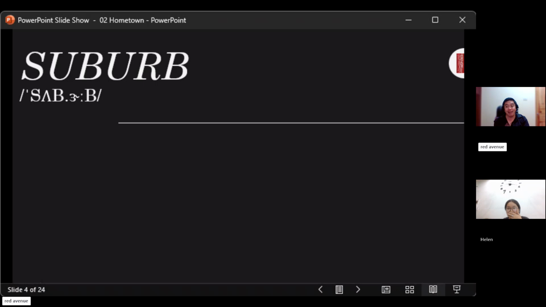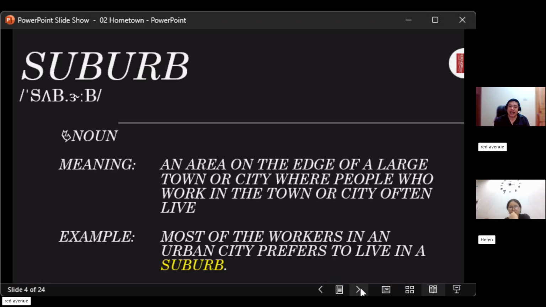How about this word? I can give you the copy. Suburb is like a neighbor. What is this? Can you read?